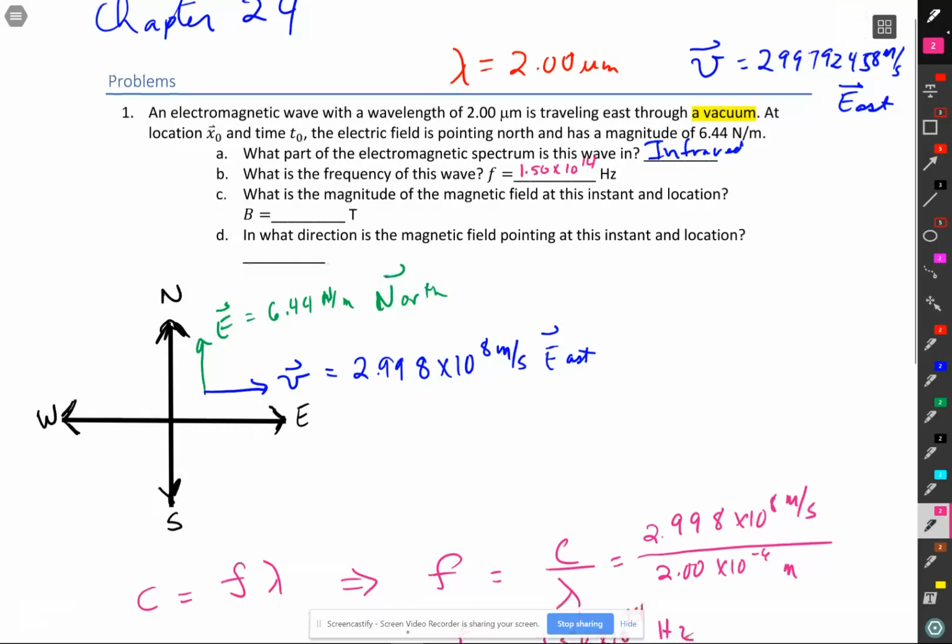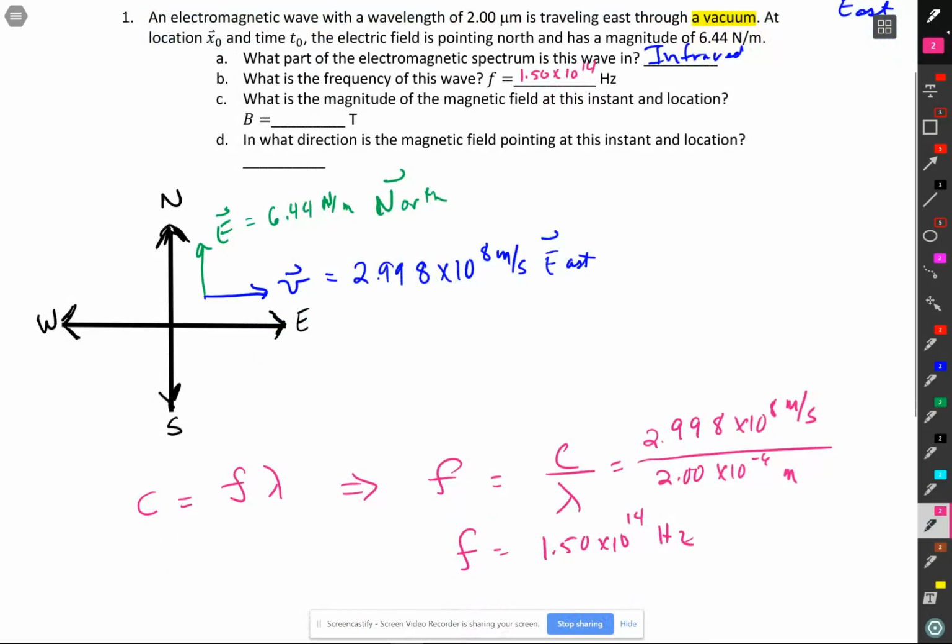Now, what's the magnitude of the magnetic field at this instant and location? So notice I gave you an instant and a location there. And so how do I find this magnitude of the magnetic field? Well, now if we go back to section 24.2, it gives us the relationship between the magnetic field strength and the electric field strength.